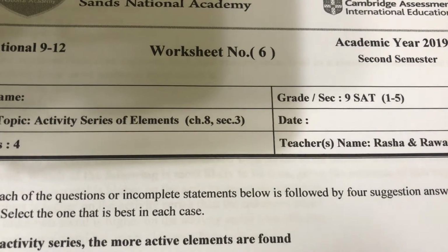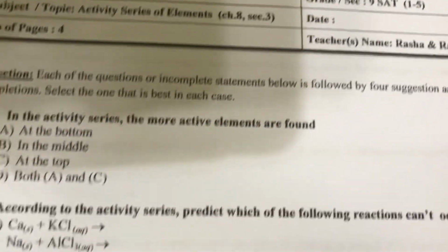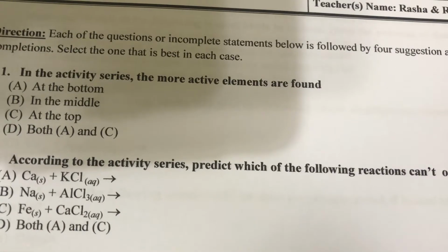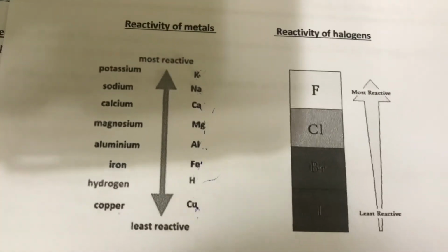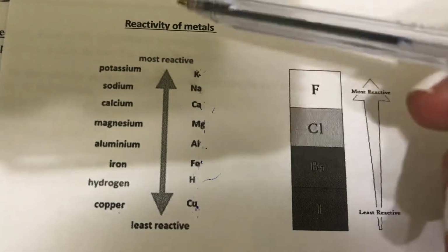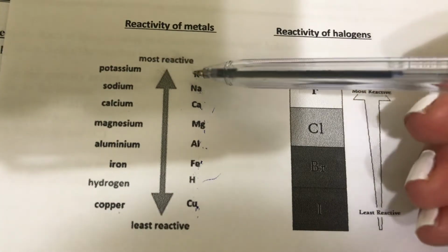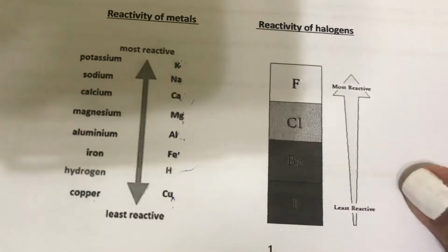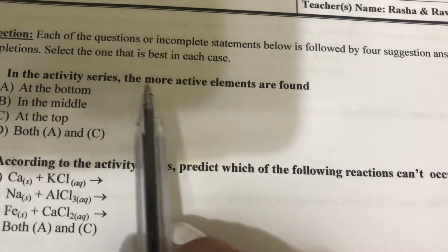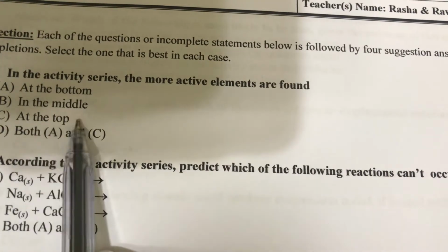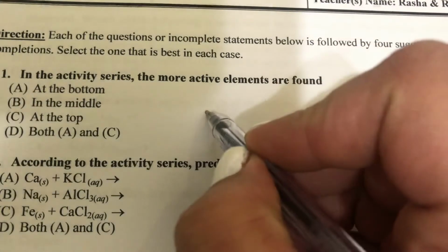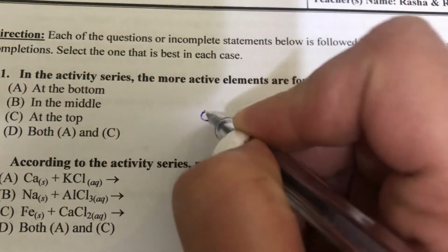Worksheet number 6, activity series of elements. In the activity series, the more reactive elements are found. If you remember from the reactivity series, the most reactive element is at the top. So here, the more active elements are found at the top. So the correct answer is C.